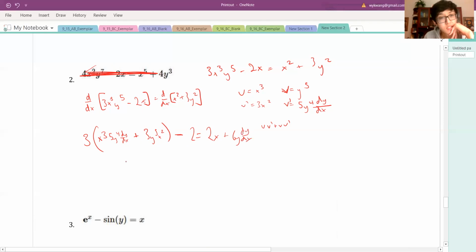So how should we do this? Let's divide both sides by 3. So x cubed 5y to the 4th dy over dx plus 3y to the 5th x squared. Okay. Divide both sides by 3, so it'd be minus 2/3 equal to 2/3 x plus 2y dy over dx.